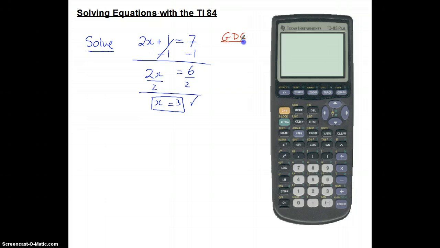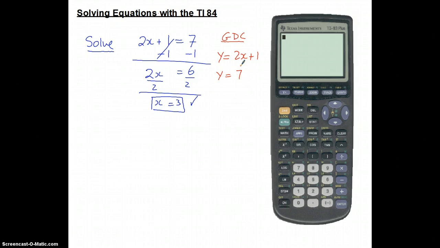On the GDC, when we solve an equation, you are actually looking at 2 different equations. You're looking at the representation of y equals 2x plus 1 and y equals 7, and we're finding where this graph is equal to this graph.